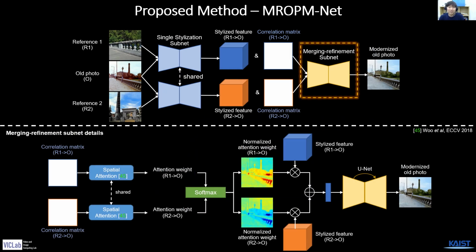In the next step, we use the merging refinement subnet to merge multiple stylized features and refine the merging results to produce the modernized version of the old photo. Specifically, we boost or dampen each stylized feature depending on the correlation matrix by using spatial attention, which then will be summed and refined by using UNet.